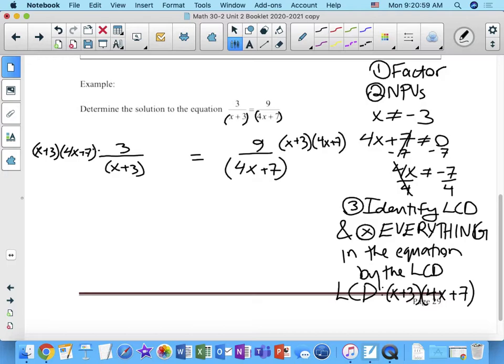Now what's going to happen is that the denominators will cancel. On the left side, which factor is going to cancel? The x plus 3's, right? So this cancels. What am I left with? What haven't I canceled? 3 times 4x plus 7.